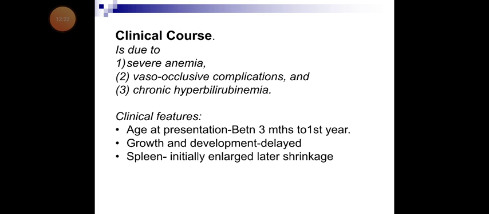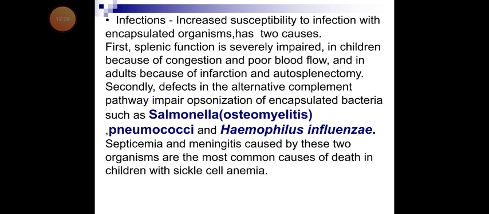Clinical features: age of presentation is between 3 months and 1 year, growth and development are delayed, and the spleen is initially enlarged. Infection: increased susceptibility to infection with encapsulated organisms has two causes. One is that splenic function is severely impaired. This is in Western countries, not in our countries. Autosplenectomy is not a feature in the Indian setup.